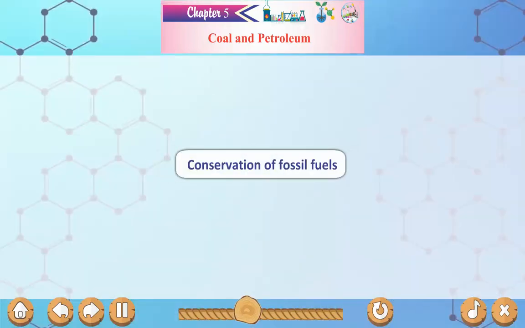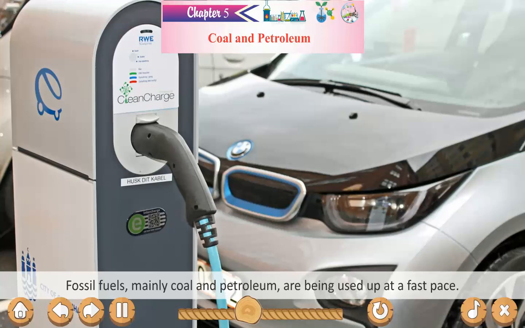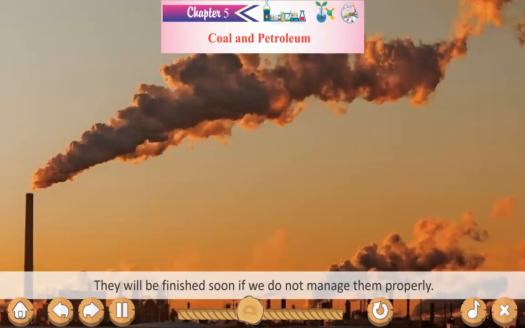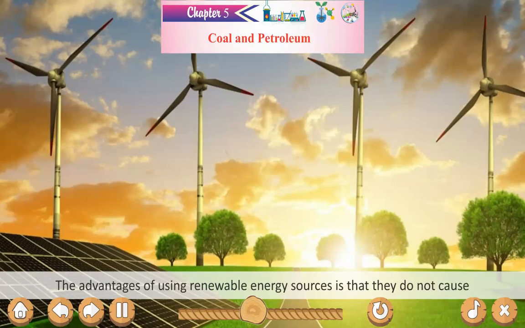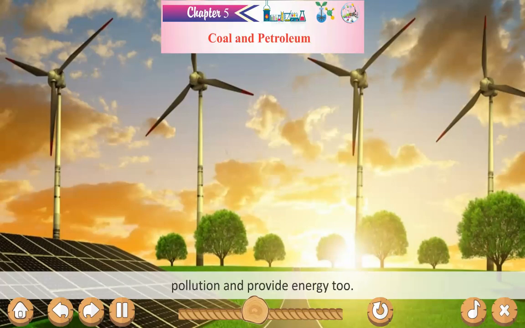Conservation of fossil fuels. Fossil fuels, mainly coal and petroleum, are being used at a fast pace. They will be finished soon if we do not manage them properly. We should try to make use of renewable sources of energy to meet our energy requirements. The advantages of using renewable energy sources is that they do not cause pollution and provide energy too. This can be done in the following ways.